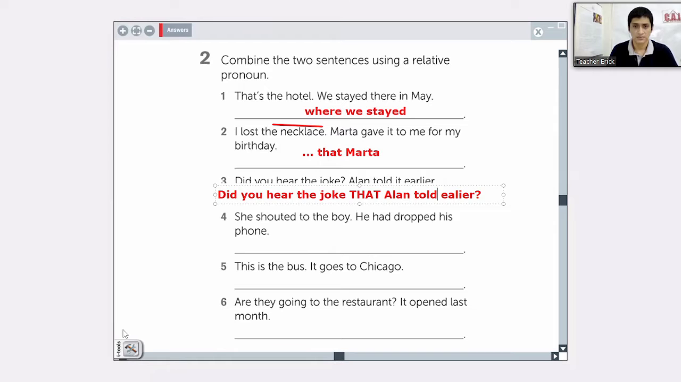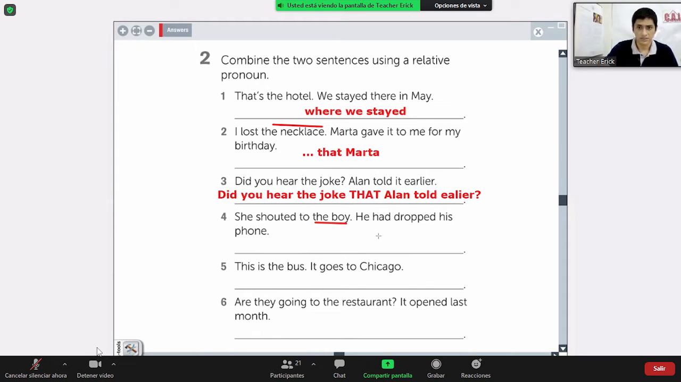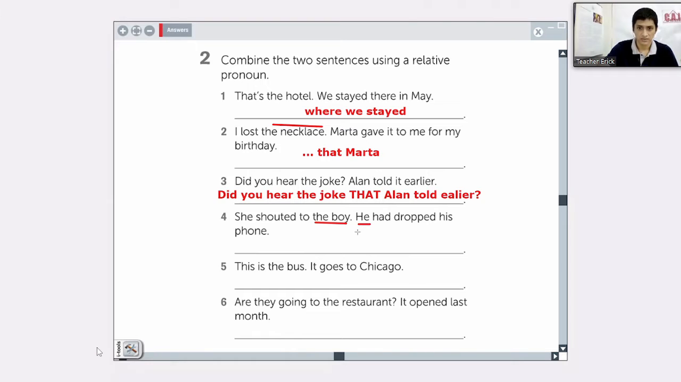He had dropped his phone. So what about number 4? Who had? The boy, okay? So yeah, the boy is a person, so who had, right? So he es the boy, entonces ya para no repetir, decimos who had, right? As you said, who had dropped his phone. What about number 5?